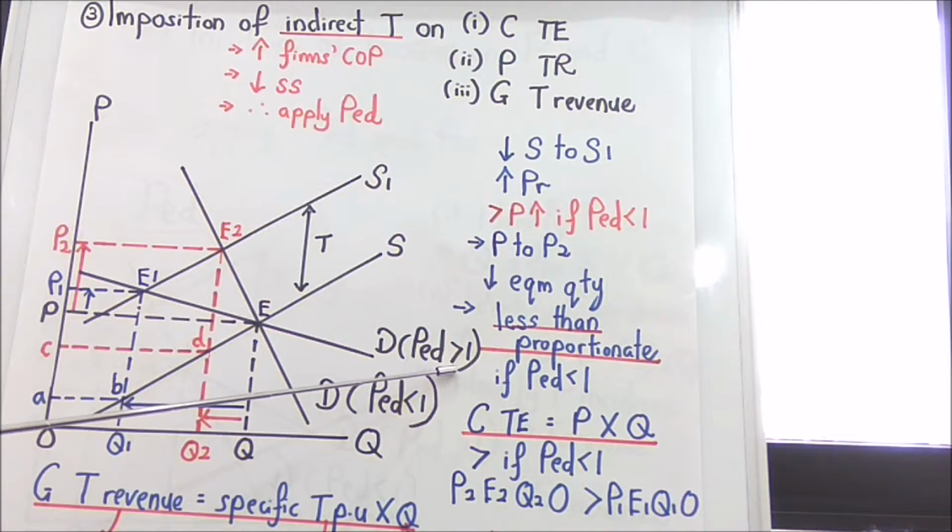However, if PED is more than 1, the price increase will be smaller from only P to P1. And the decrease in equilibrium quantity will be more than proportionate from Q to Q1. Thereby, consumers' total expenditure equals P1, E1, Q1, 0, which is smaller.